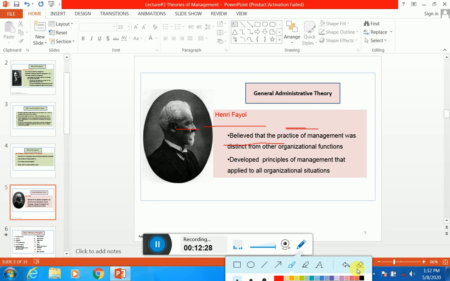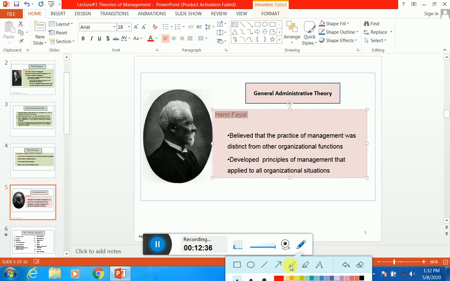Now we will move to the next theory, that is general administrative theory. The general administrative theory was first introduced by Henry Fayol. It is also called advanced administrative theory. They have different names, but the most famous name is general administrative theory. Sometimes it is known as operational theory as well. Before starting this theory, let me give you the idea of what Henry Fayol basically introduced.